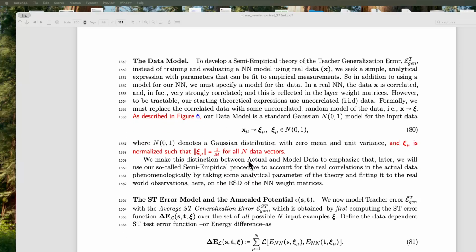So we make this distinction between actual and model data to emphasize later that we'll use our so-called semi-empirical procedure to account for real correlations in the actual data.